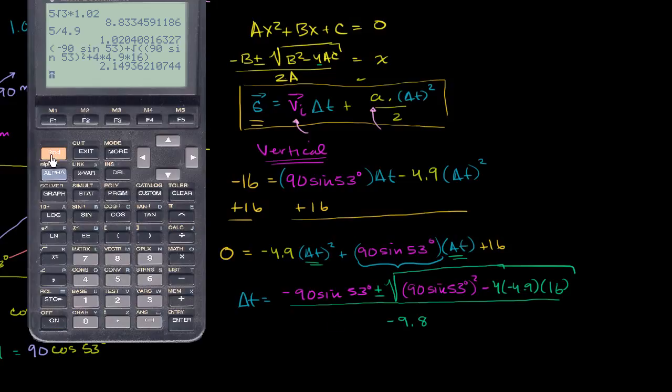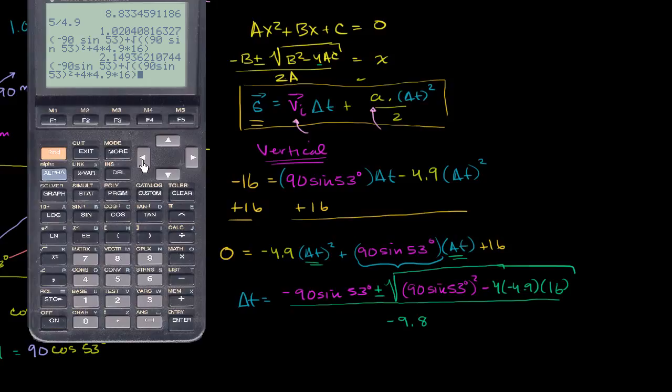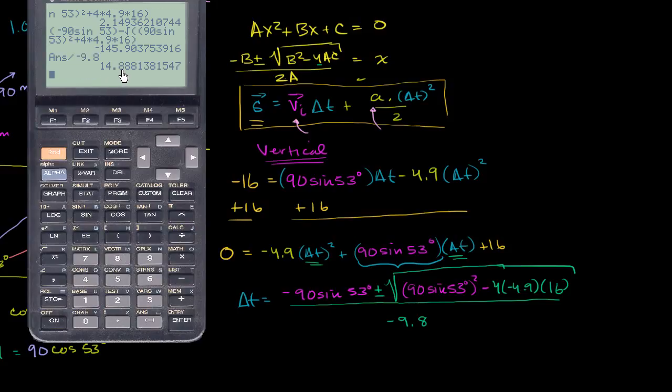So let me re-enter that. Let me do the negative value. So let me move back a little bit. And then let me replace this with a minus sign. I'm going to look at the negative value because I want the positive time. And so now my numerator here is a negative value. And so this is actually what we care about. You divide by negative 9.8, and you get 14.89. I'll just round, 14.89 seconds.